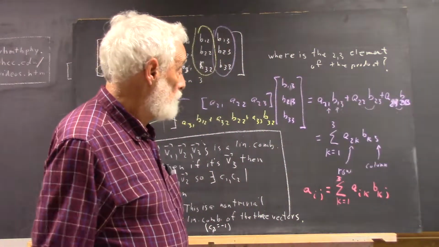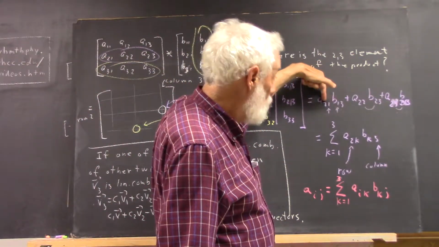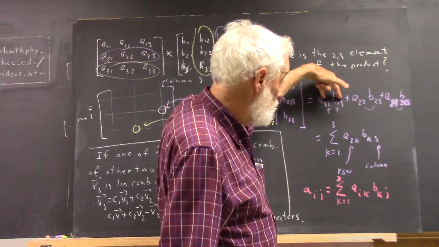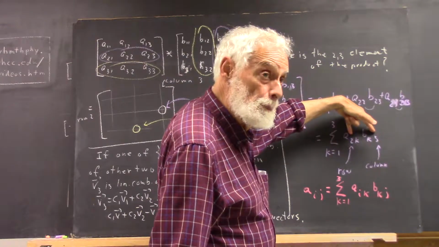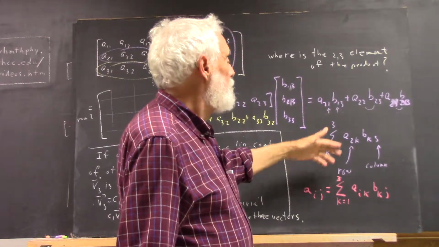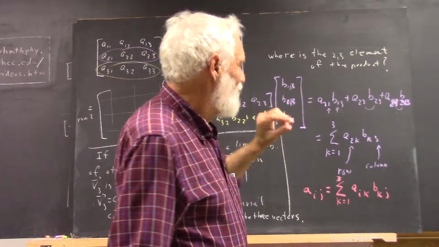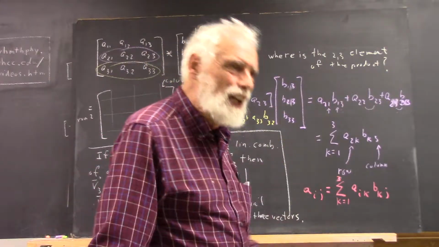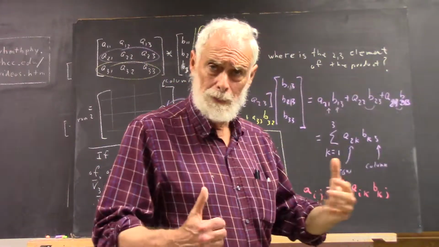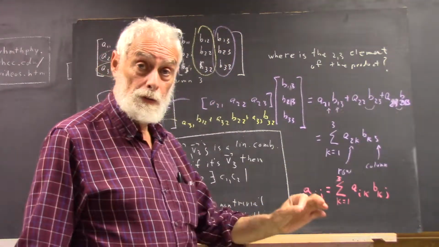And also, the first part of the A index and the last part of the B index, the row of A and the column of B, are always 2 and 3. So this summation is briefer, more compact, and easier to deal with if you understand the notation and get used to it. It takes some getting used to. I remember when I took the course, it took me some time to get used to it, so don't feel bad if it does.